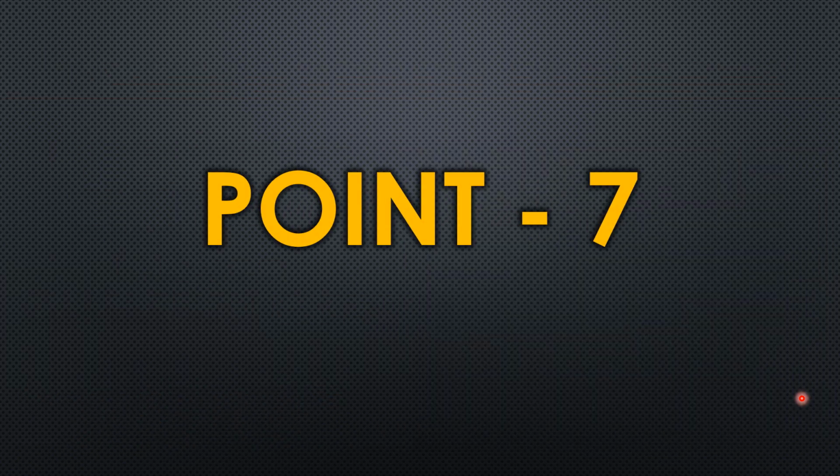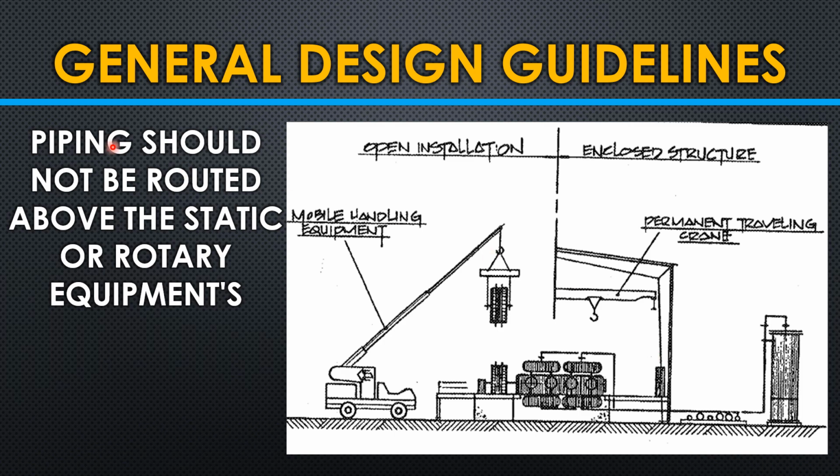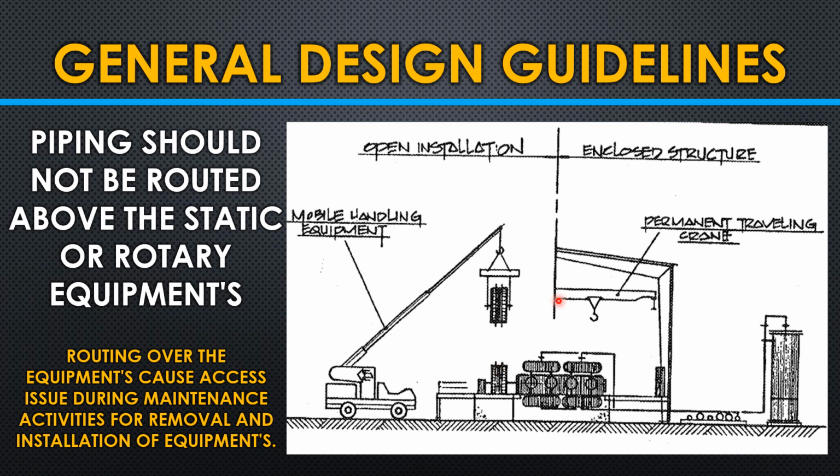Now let's go to point 7. Point 7 is piping should not be routed above the static or rotary equipments. Generally, you should avoid routing the piping above the equipment, because if you route a line above the equipment, you are going to cause a lot of inconvenience in doing the maintenance activity.